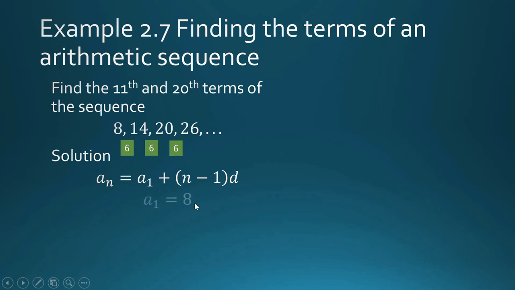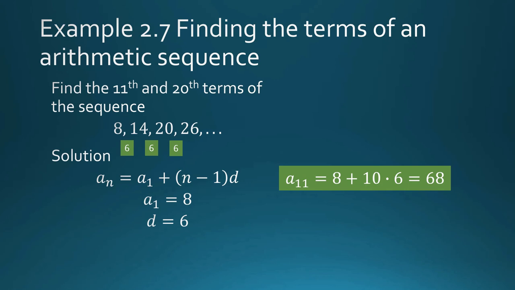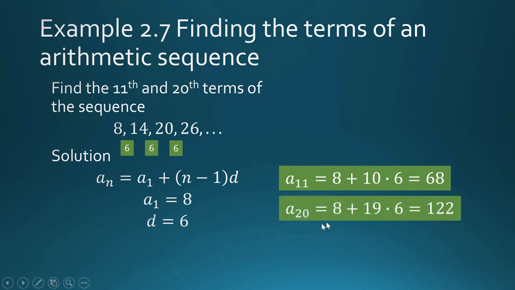Okay. So we shall need to get to the 11th term and 20th term. We need the first term, which is 8, and the common difference D, which is 6. And so the 11th term is equal to the first term plus 11 minus 1 times 6. So that's it. It's 68. The 20th term is equal to the first term plus 20 minus 1 times 6. It's 122.